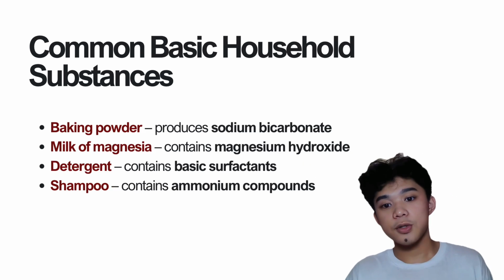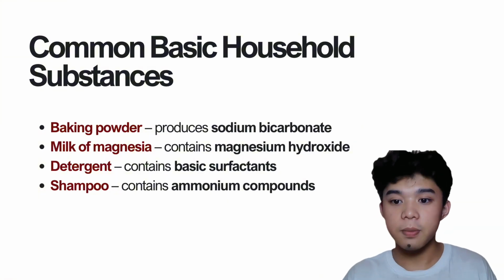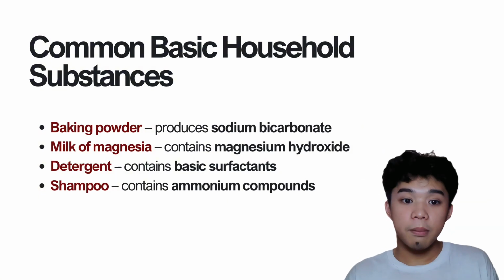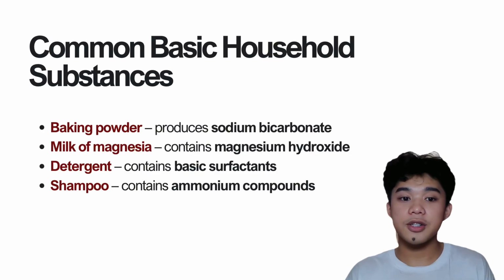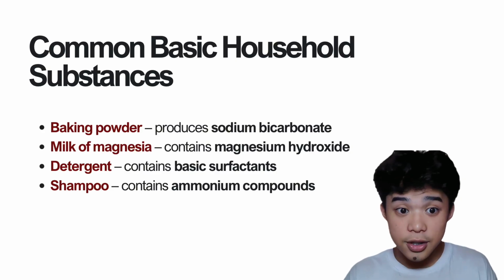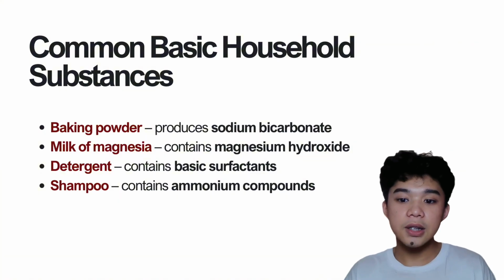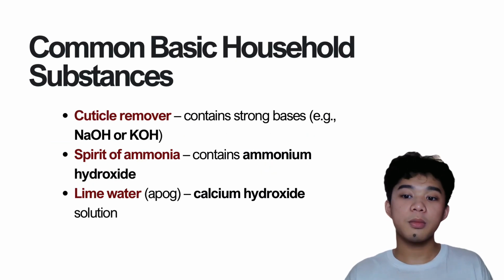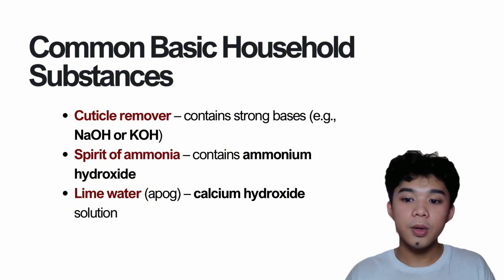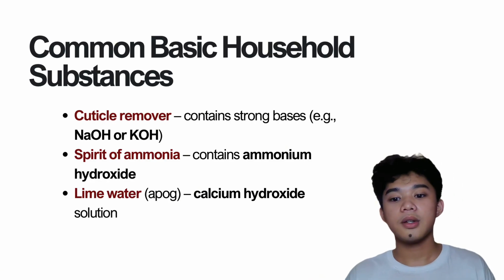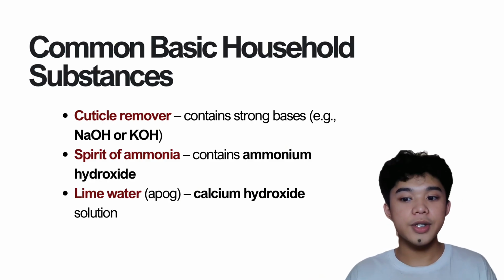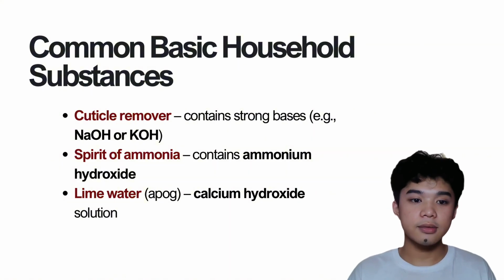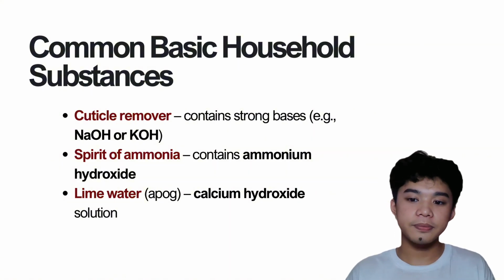For common basic household substances, we have baking powder, which produces sodium bicarbonate, milk of magnesia, which contains magnesium hydroxide, detergent, which contains basic surfactants. We have shampoo, which contains ammonium compounds, and cuticle remover, which contains strong bases like sodium hydroxide or potassium hydroxide. We have spirit of ammonia, which contains ammonium hydroxide, and lime water or apog, which is a solution of calcium hydroxide.